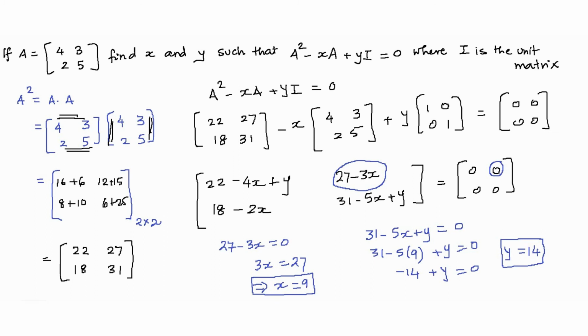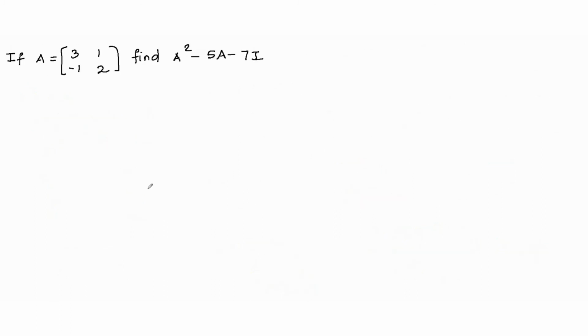Taking up the next question now. The matrix A is given here. We have to find A square minus 5A minus 7I, where I is of course the identity matrix. So let's first find A square. A square would be A multiplied by A. So that's going to be 3, 1, negative 1, 2 multiplied with 3, 1, negative 1, 2.